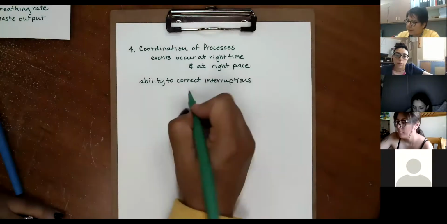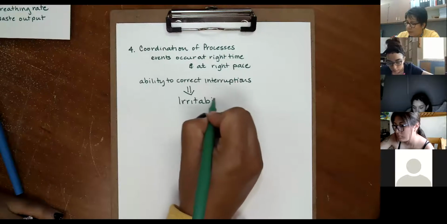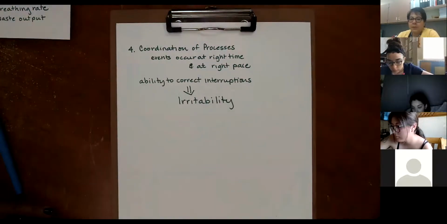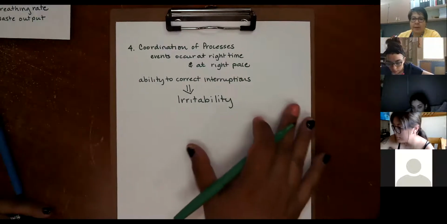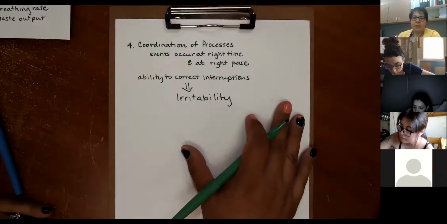You have to have the ability to correct interruptions, and that ability is called irritability. So you have to be able to coordinate these processes so that they happen, again, at the right time and at the right pace. And if there are interruptions, then you have to be able to correct those interruptions.